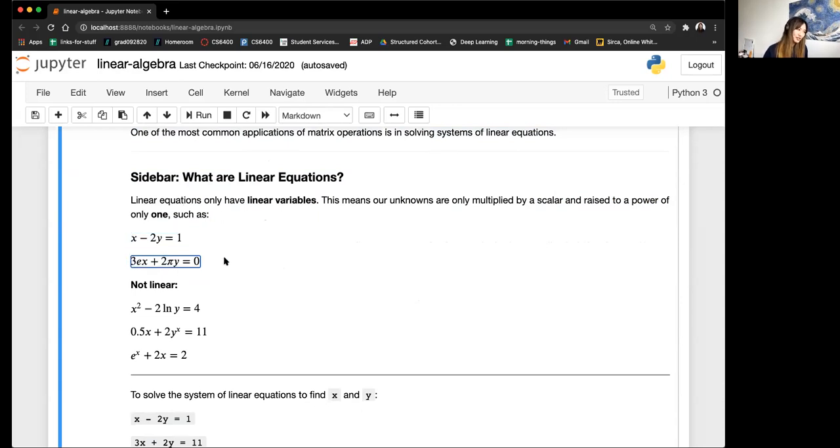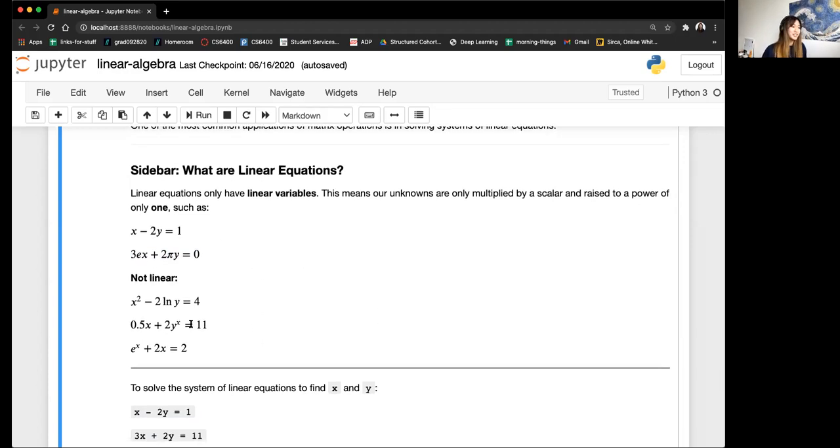This is also a linear equation. I think the other letters throw people off, but e is actually a constant number. I think it's like 2.7 or something like that. Pi is also a constant number. So this also counts as a linear equation.